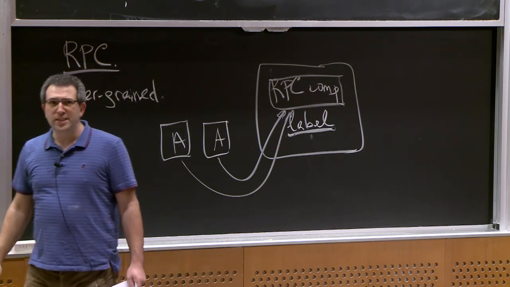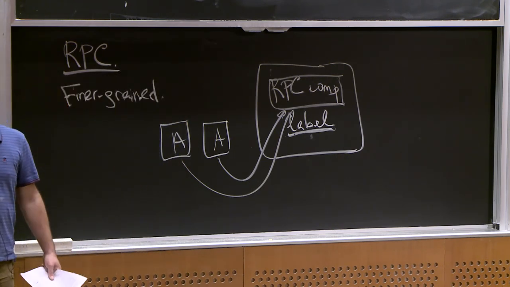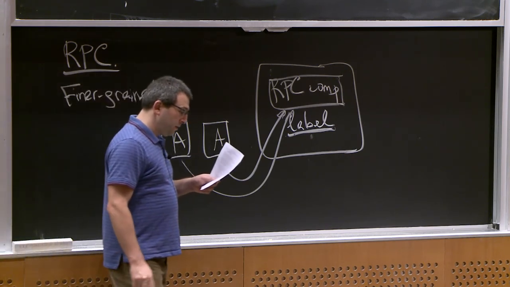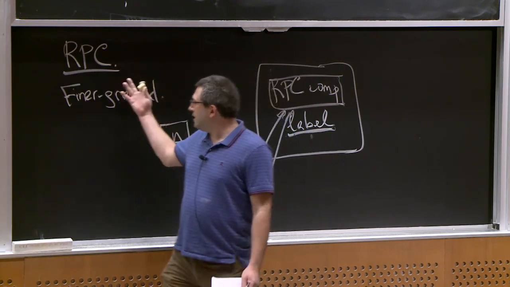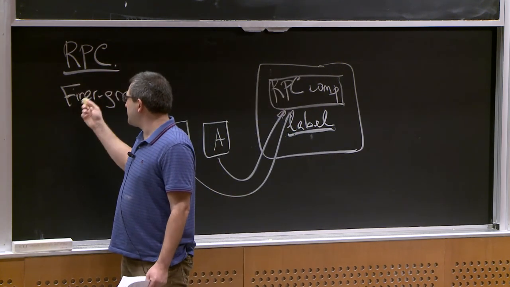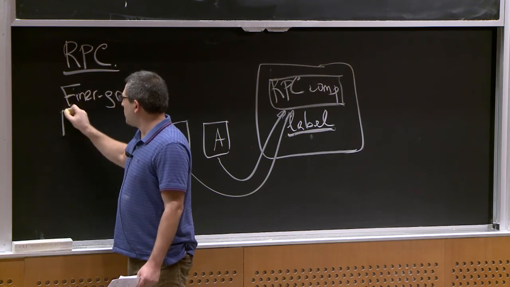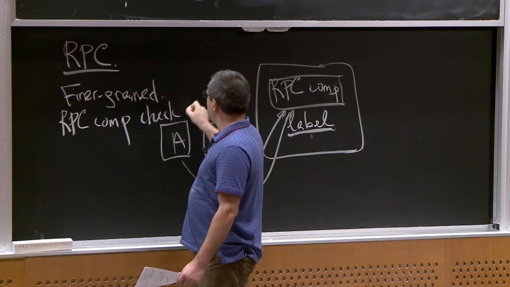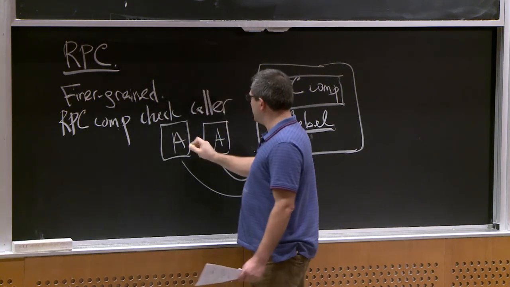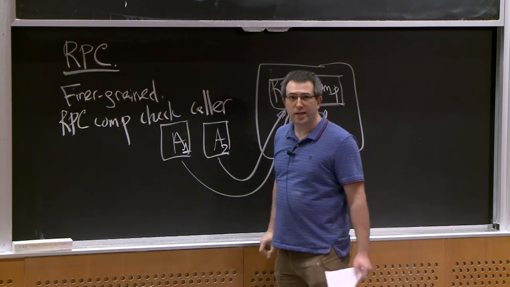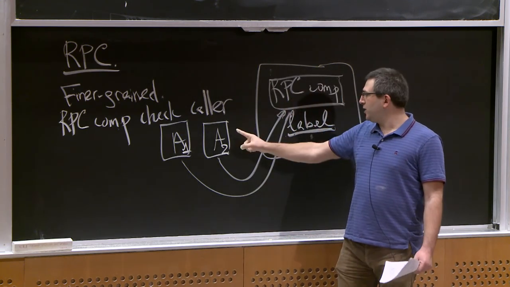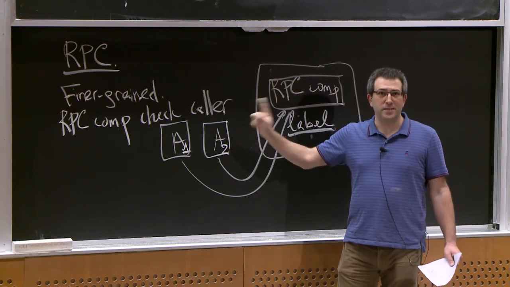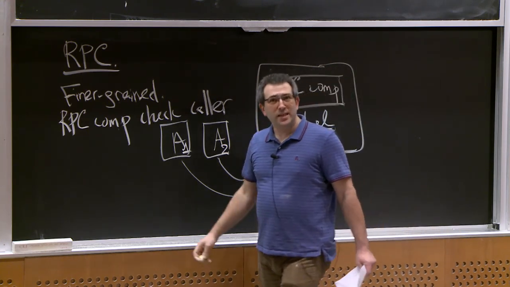So it's all well and good that all these guys are allowed to talk to the RPC service, but maybe you want to distinguish between these callers and do different things depending on who is calling. So in Android, this is one of the exceptions where they basically say, well, you can actually look at the caller. So the RPC component is going to check the caller, so it knows this is A1 calling versus A2 calling. And the RPC server is going to say, well, A2 is calling. That's all well and good you had the label, but I'm going to deny the RPC anyway because that's not what the plan is, let's say.